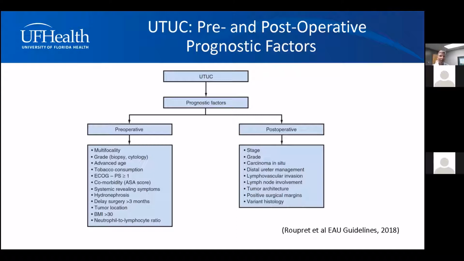It's just like in bladder cancer, you should not delay surgery but move forward, because 3 months is still kind of critical. And tumor location, obesity, and the neutrophil-lymphocyte ratio, if that's abnormal, that could be a prognostic factor. And then postoperatively, you're looking at managing the distal ureter, lymphovascular invasion. We're going to talk about lymph node involvement and variant histology, all this postoperatively, when we're talking about adjuvant therapy, adjuvant chemotherapy.